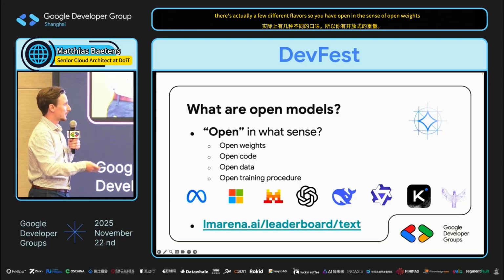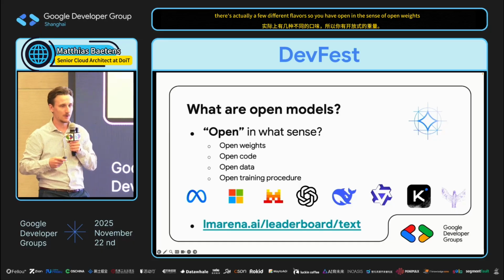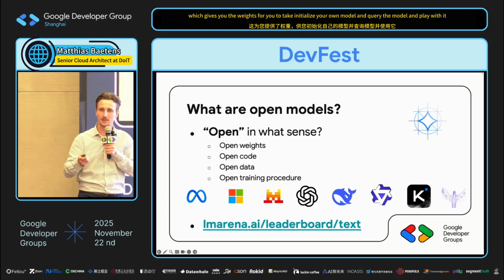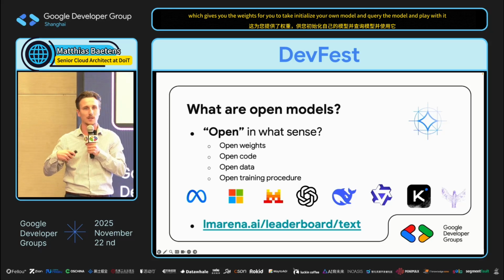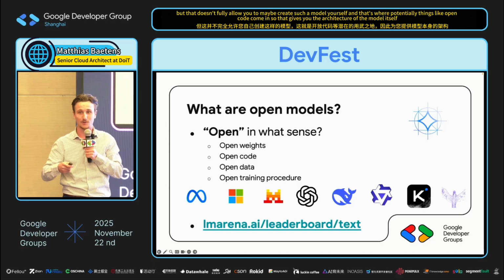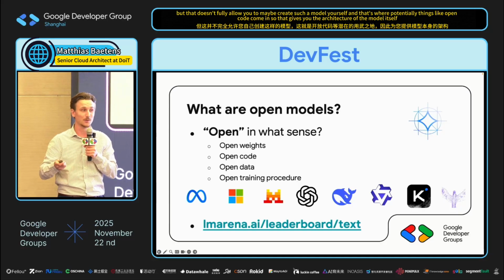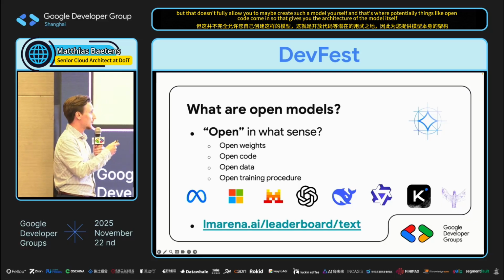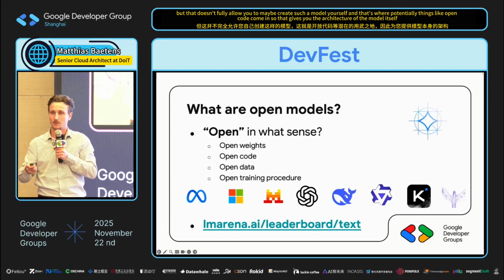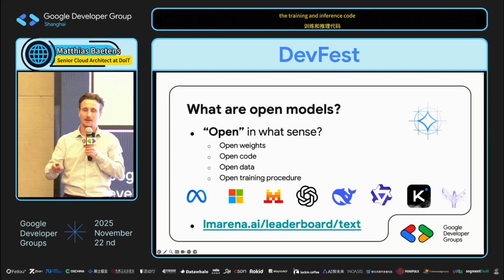There's actually a few different flavors. So you have open in the sense of open weights, which gives you the weights for you to initialize your own model, query the model and play with it. But that doesn't fully allow you to create such a model yourself. And that's where potentially things like open code come in. So that gives you the architecture of the model itself, the training and inference code.